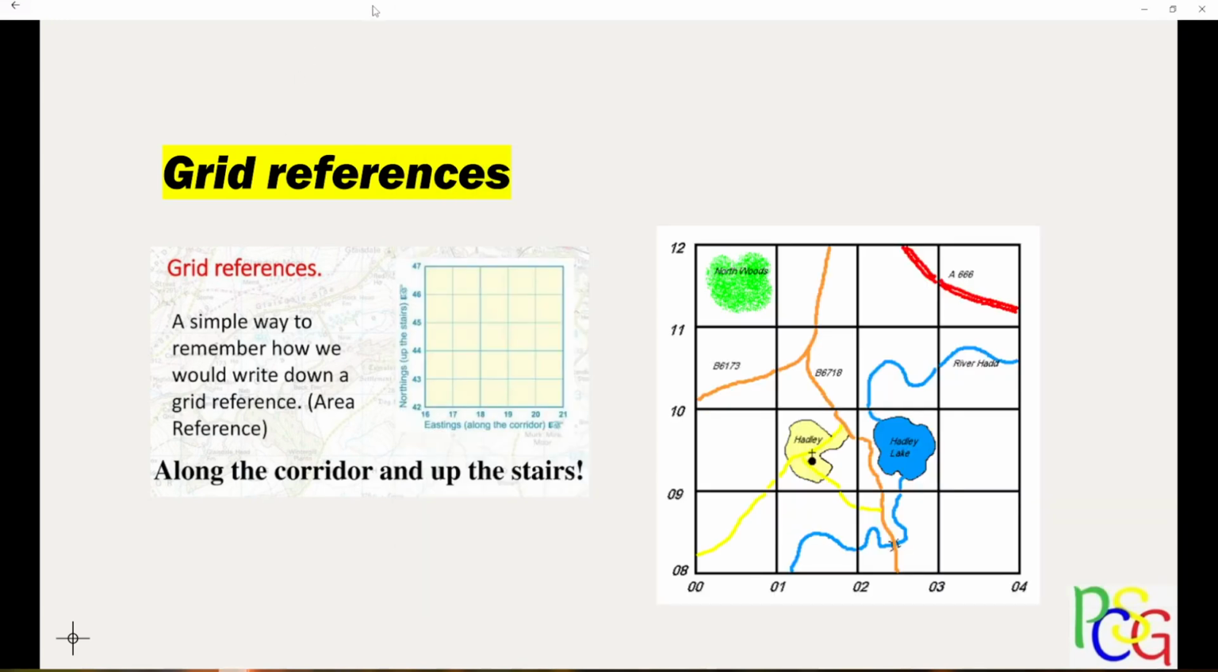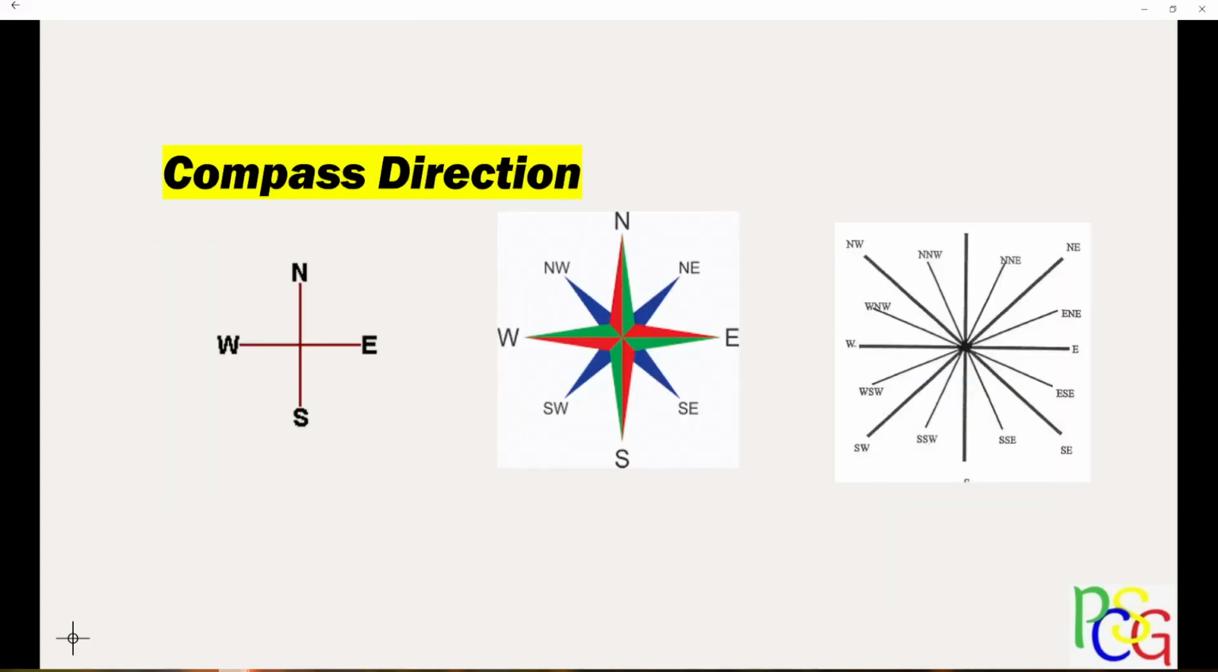Next thing we're gonna look at is another form of direction, which is compass direction. There are different cardinal points. This is what we call them on compasses. This is a four cardinal point compass where you only have north, south, east, and west. This right here is 8, and this is 16.